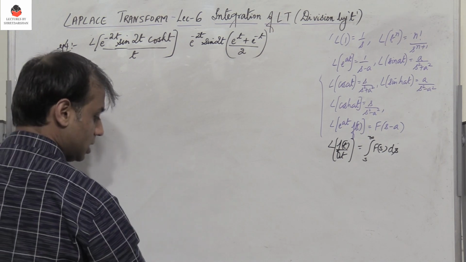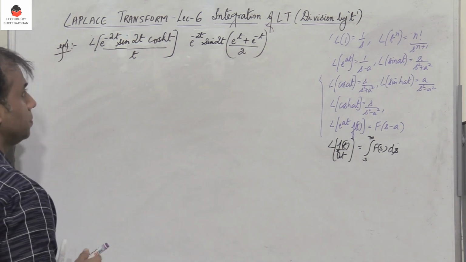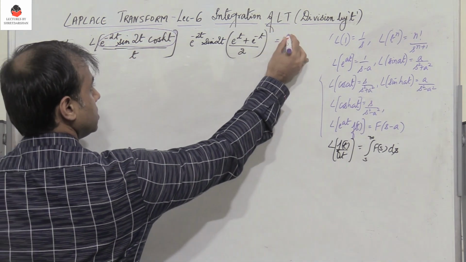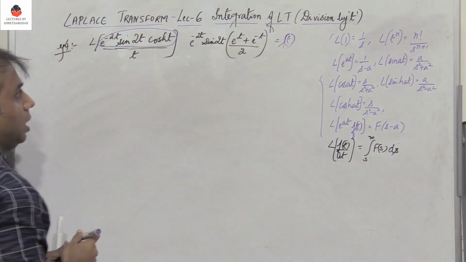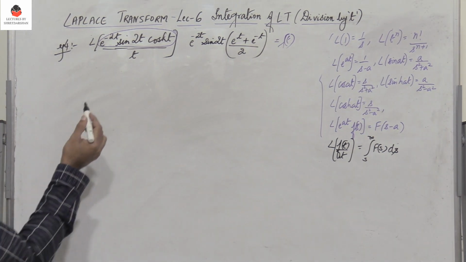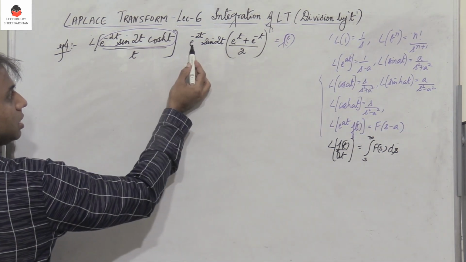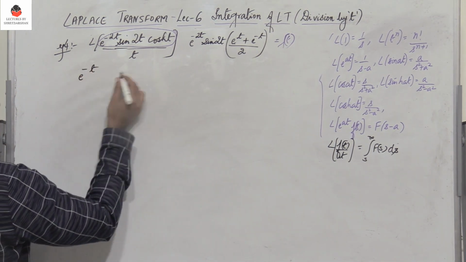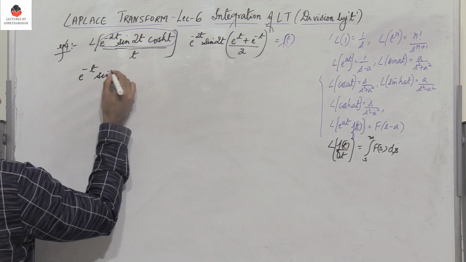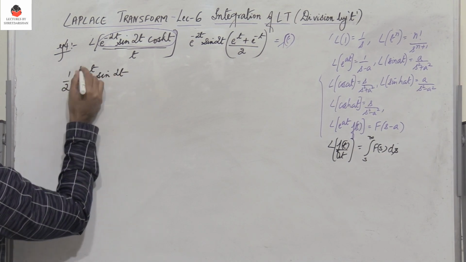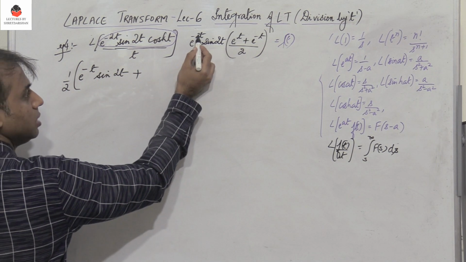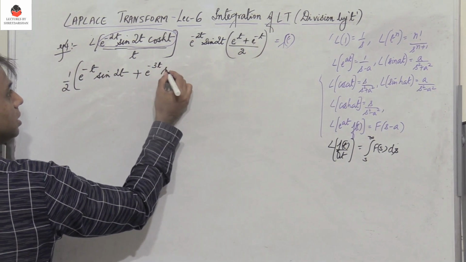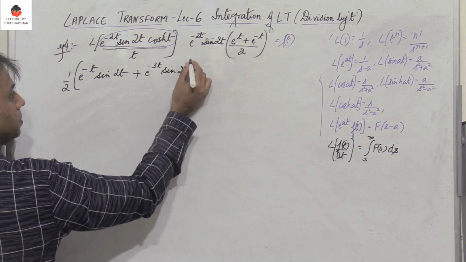So now I have only considered the numerator. We are just considering the numerator as usual. So this becomes equal to f of t now. Multiply e power t and e power minus 2t. So we get e power minus t into sine 2t, half is common, plus e power minus 2t into e power minus t, which is e power minus 3t sine 2t.